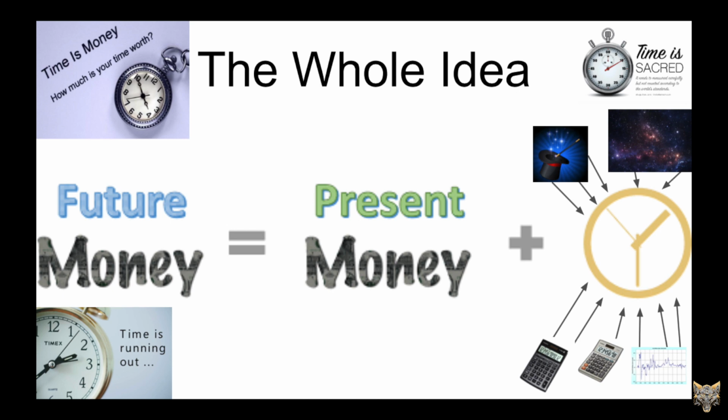So the whole idea is that we don't know what is going to happen in the future, okay? We know what's happening now. We know how much the dollar is worth now. We know how much a diamond is worth now, but we have no idea what's going to happen in the future. So the whole point here is we're going to try and calculate the value of time.